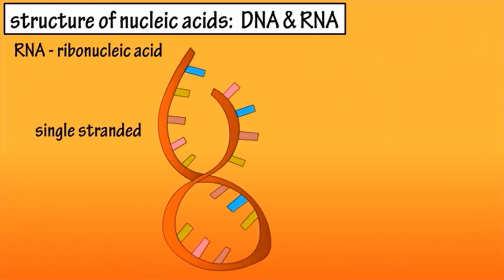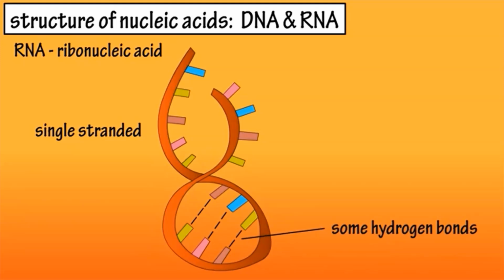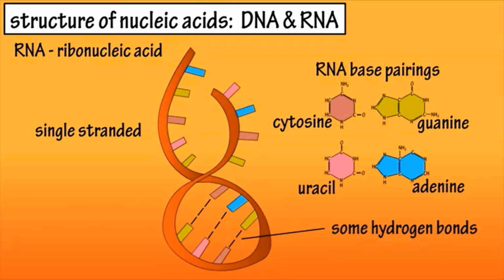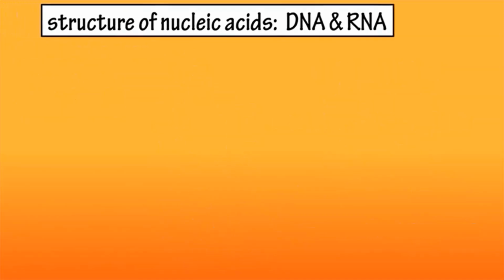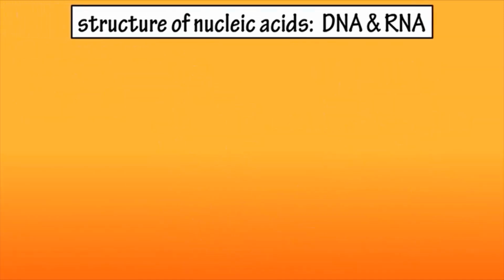Most RNA molecules are single-stranded nucleic acids, and many times they form a folded, compacted structure with some hydrogen bonding taking place within the base pairs of the molecule. These pairings are the same as in DNA. Cytosine and guanine are a base pair, and uracil takes the place of thymine and pairs with adenine. RNA is extremely important in the process of forming different proteins in the body, of which we will cover in depth in a later video. And that be the basics on the structure of DNA and RNA.